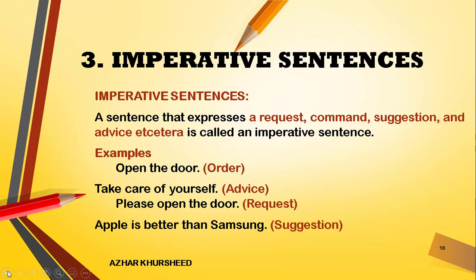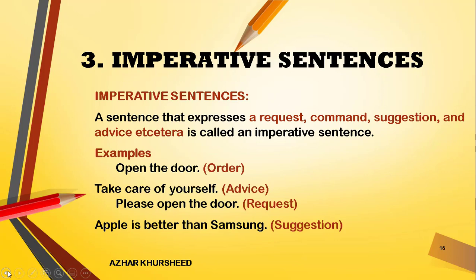Then comes the imperative sentences. An imperative sentence is a sentence that expresses a request, command, suggestion. Okay, let me clear you one thing over here, that most probably, approximately everyone pronounced this word totally wrong. It's not suggestion or suggestion, it's suggestion, suggestion, and advice, etc. It's called an imperative sentence. Let me clear you one thing over here, that it is advice as a noun. But when you talk about the verb, it is advise, advise, and this is advice.